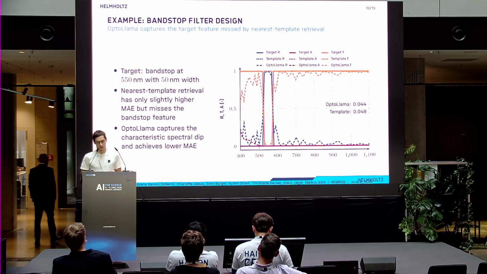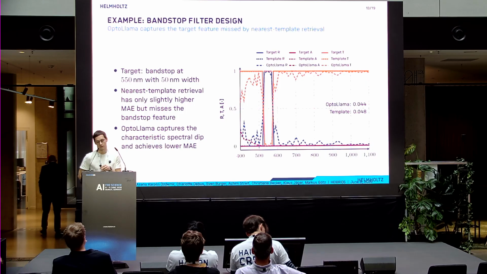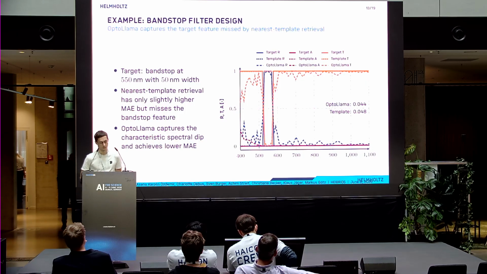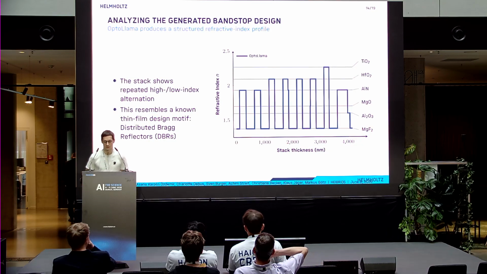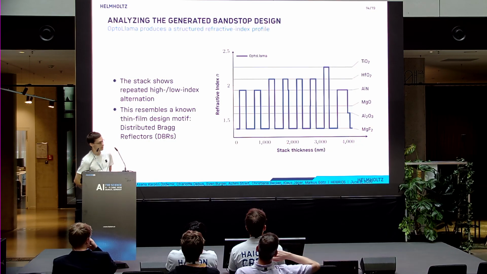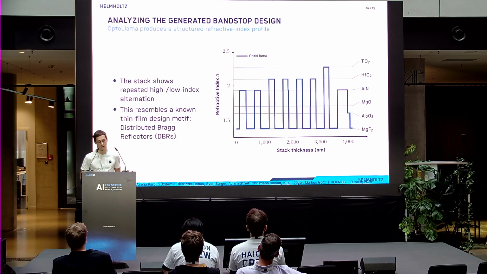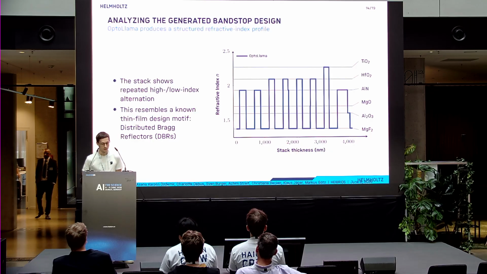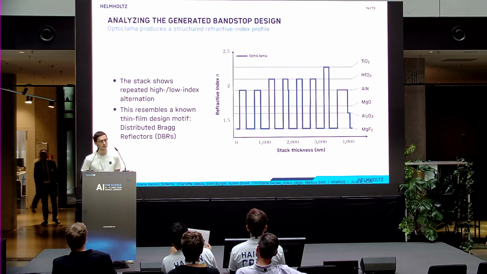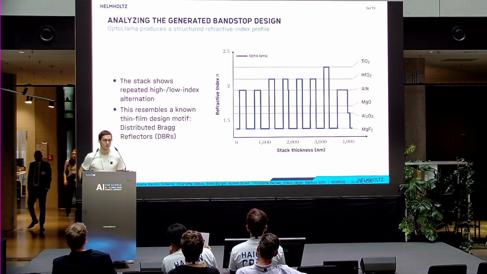But when we now look not at the spectra, but at the stack which created the spectra from the model, we can see something very interesting. What you see here is this oscillating block curve. When you take the stack and you look along the height dimension, you see this alternating high-low refractive index pattern. And this is actually a known motif in material science. It's like a distributed Bragg reflector.